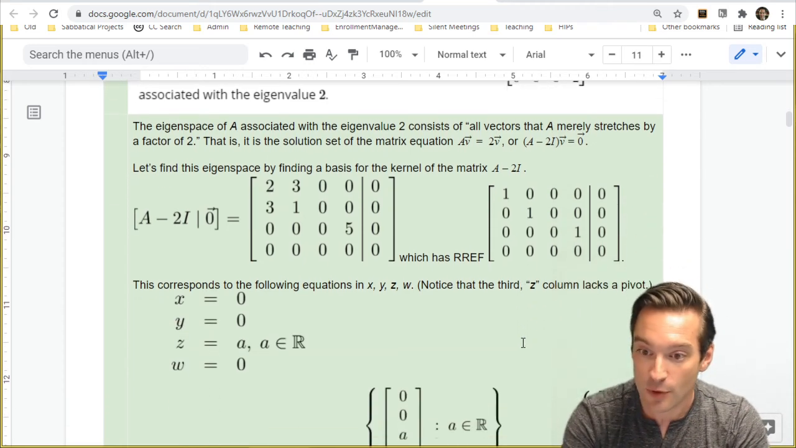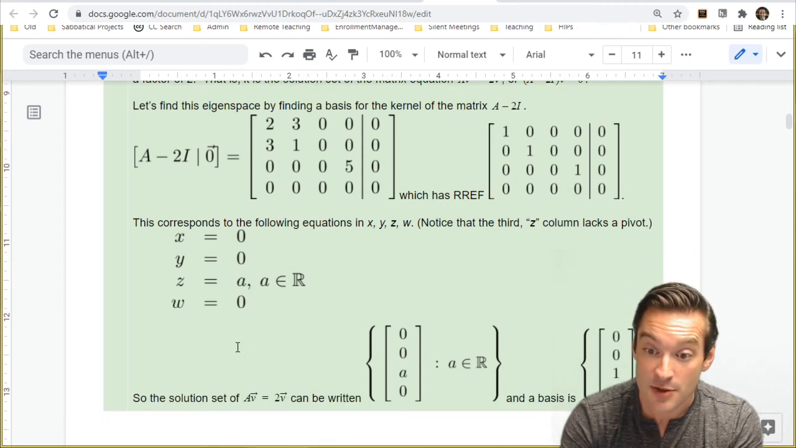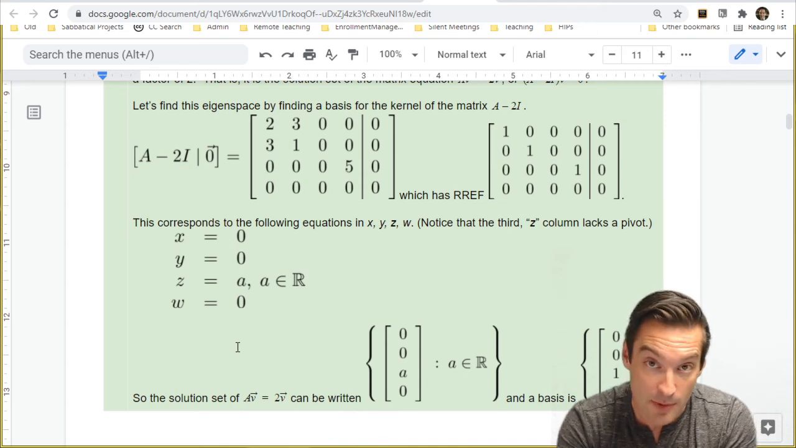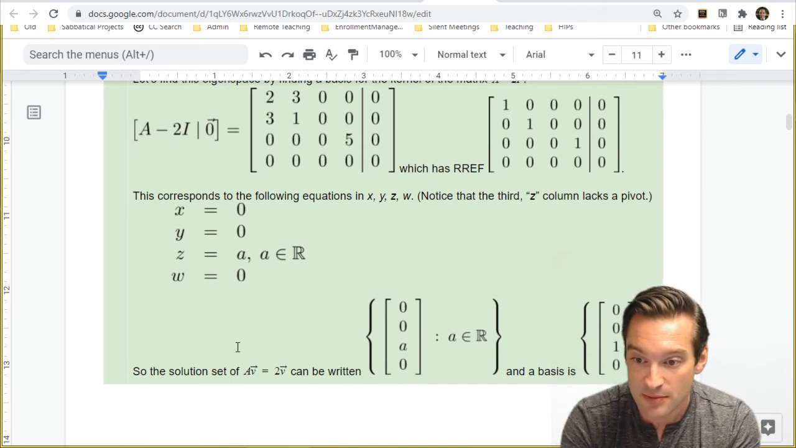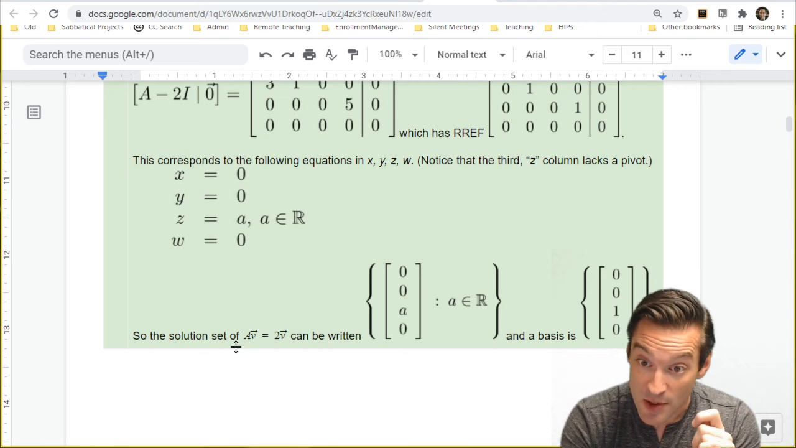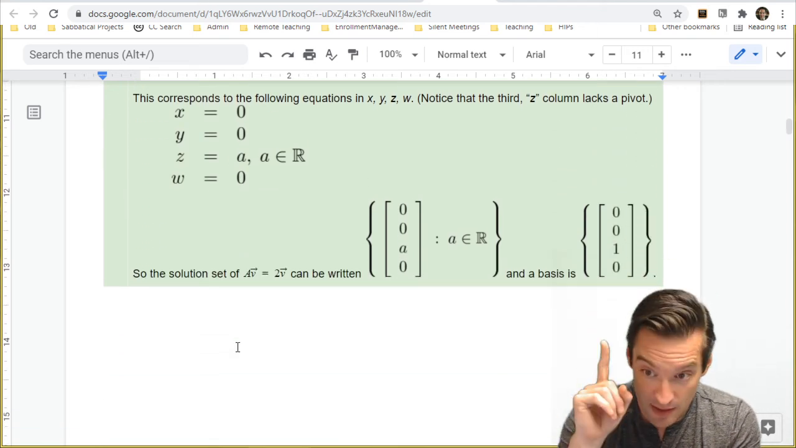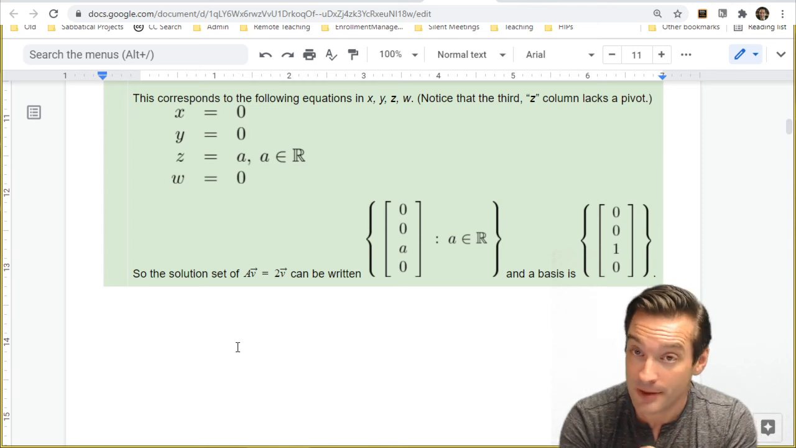So in equation form, this reduced row echelon form would be x, y, and w all equal to 0, but z is free. z can be any real number a. And so the solution set is the set of all vectors having the form (0, 0, a, 0) for any real number a. And so a basis for that solution space, which is the eigenspace associated with the eigenvalue of 2, can be (0, 0, 1, 0).